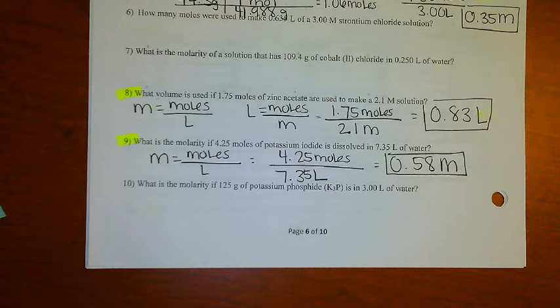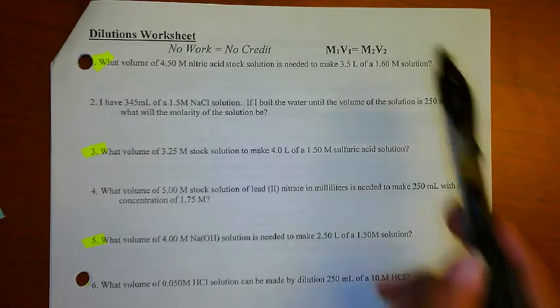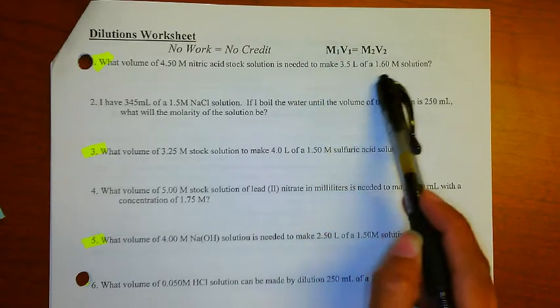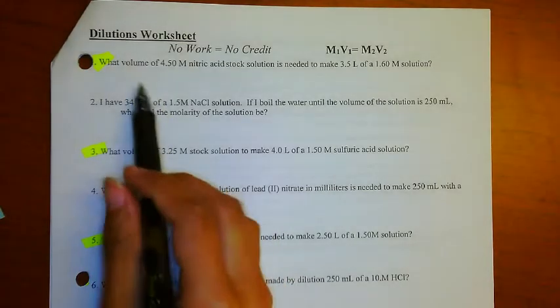Alright, so I'm just going to go ahead and flip the page over to page 7. Alright, so on page 7 we're going to be doing dilution problems. And so for dilution problems you're just going to follow this formula, that M1 times V1 is equal to M2 times V2. Okay, so the molarity times the volume is equal to the molarity times the volume of another substance.